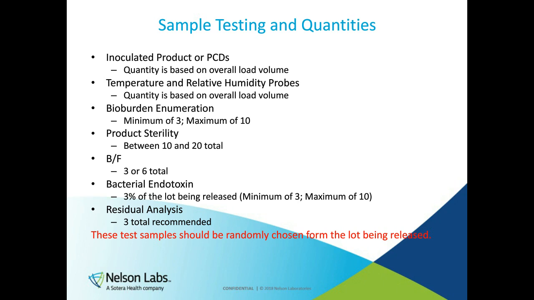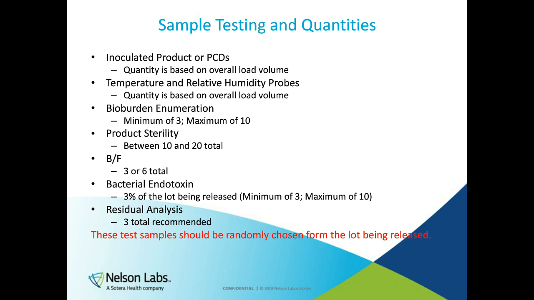Bioburden enumeration, even though it's not a bioburden-based sterilization process, you still need to do bioburden enumeration to confirm that the population of your natural product bioburden is less resistant, or less in regards to the biological indicator that's used within the inoculated product or the PCDs. And we need a minimum of 3.